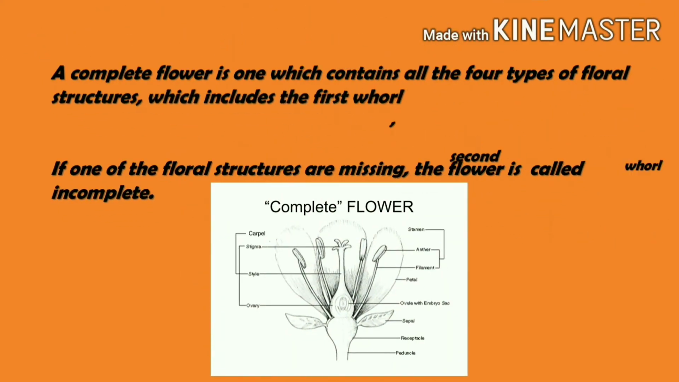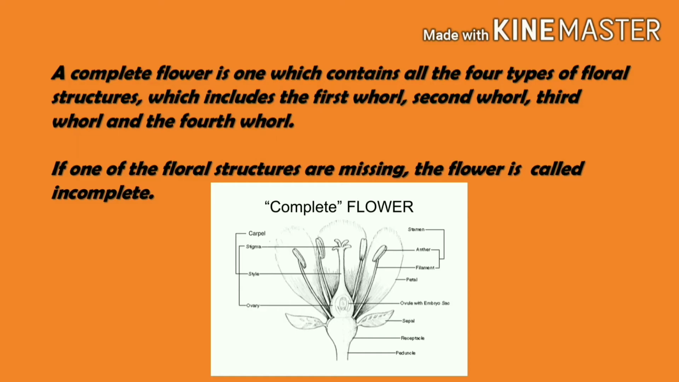Complete and incomplete flower. A complete flower is one which contains all the 4 types of floral structures, which includes the first whorl, second whorl, third whorl, and the fourth whorl. If one of the floral structures is missing, the flower is called incomplete.